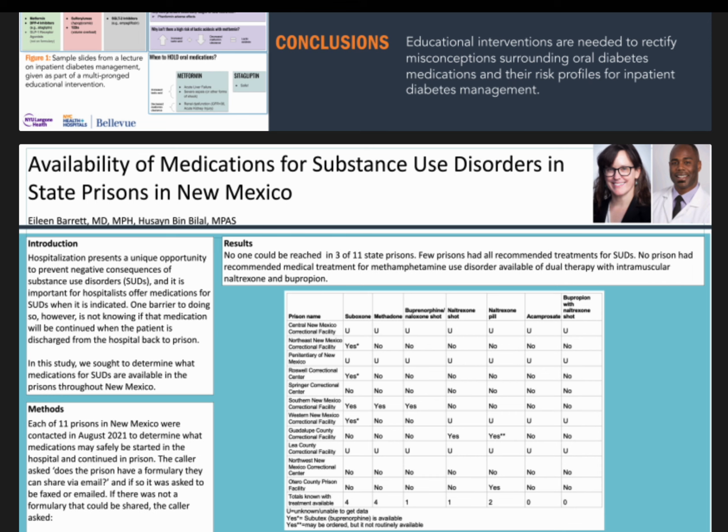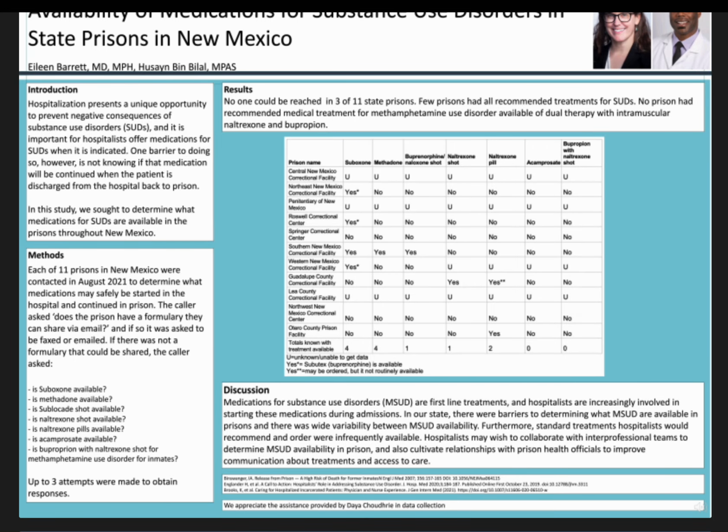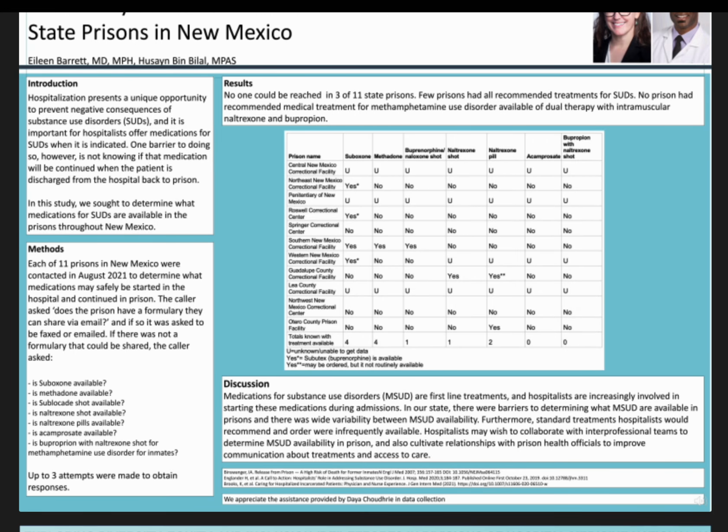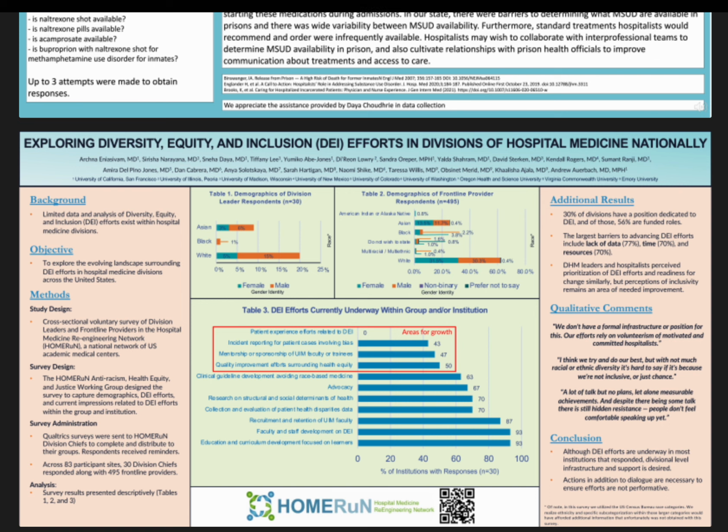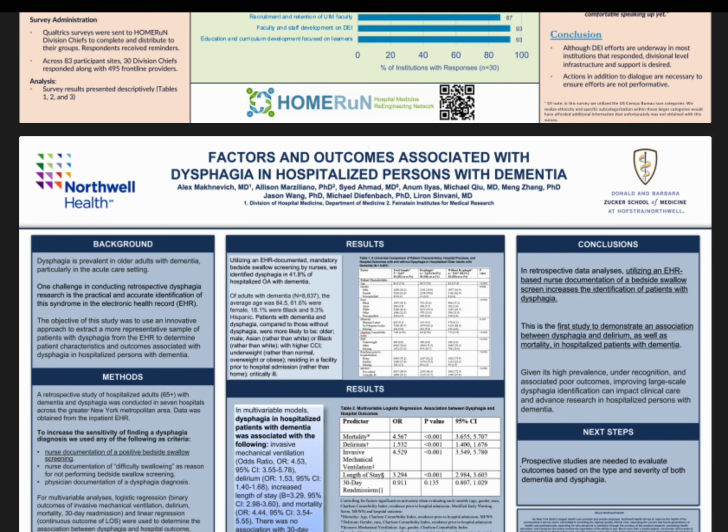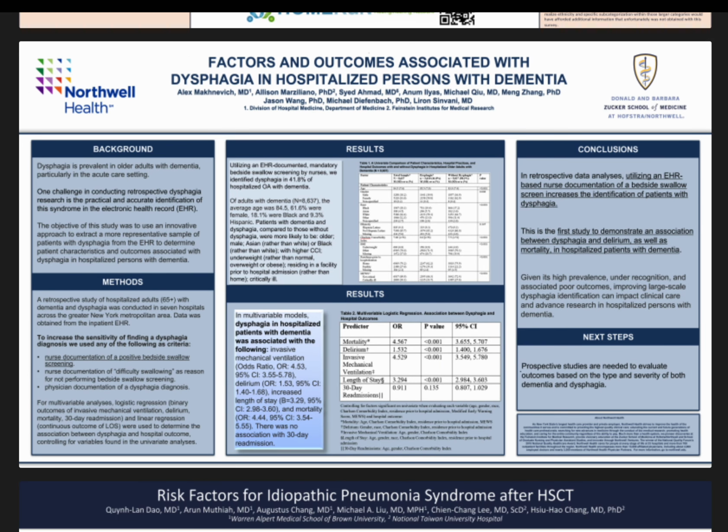But see, this is very important because substance use disorders are big in jail medicine. So knowing how to treat patients in these very vulnerable situations becomes important. Some residency programs will have their students or their residents rotating in these centers. Next one is exploring diversity, equity, and inclusion efforts in divisions of hospital medicine. Next one, factors and outcomes associated with dysphagia in hospitalized persons with dementia.